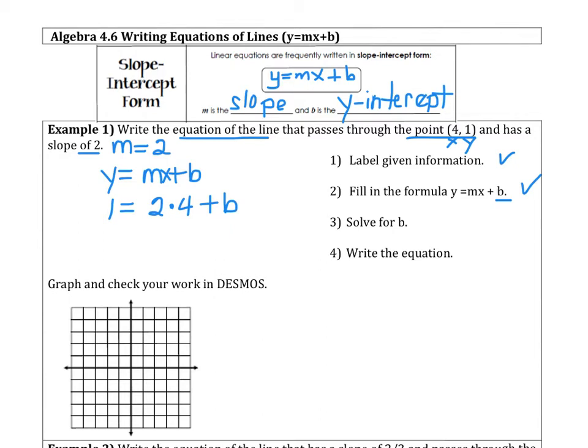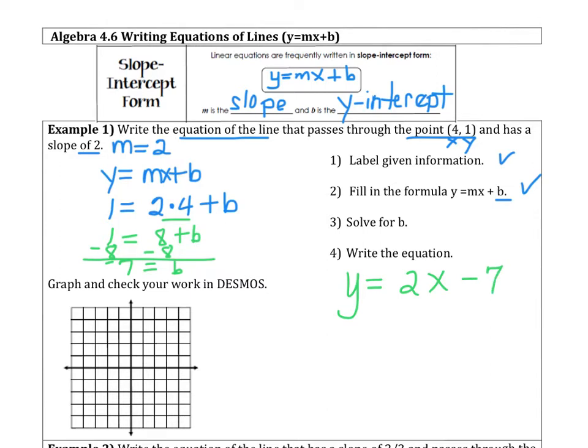Step 3, we need to solve for b. Looking at our order of operations, we would always multiply before we add. So our next line would be 1 equals 8 plus b. Then we need to get b by itself by subtracting 8 from both sides. We get b is equal to negative 7. Now we're going to write the equation. y equals, our slope is 2, bring down your x, and then minus 7.